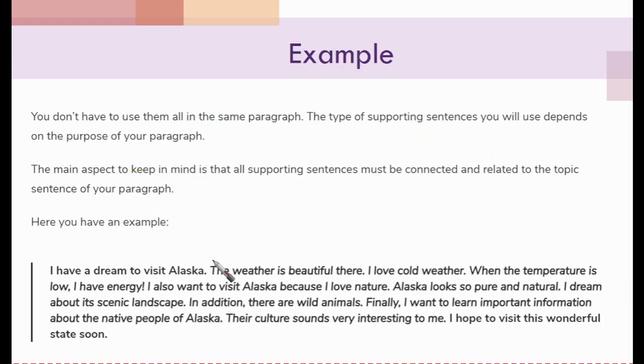Without supporting sentences, imagine there are no sentences from here to here. I have a dream to visit Alaska. Okay, so what? Does she really want to visit Alaska? I don't know. She said it, so maybe yes. But the sentences after that really support it. Oh my gosh, she really does want to go to Alaska. There are so many good reasons why she wants to visit there. We can be persuaded by the author, right? The author wants to persuade the readers by giving a lot of reasons.